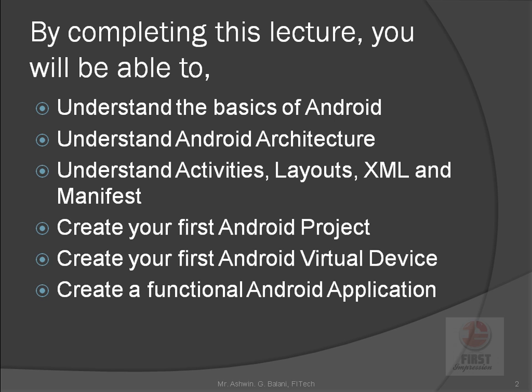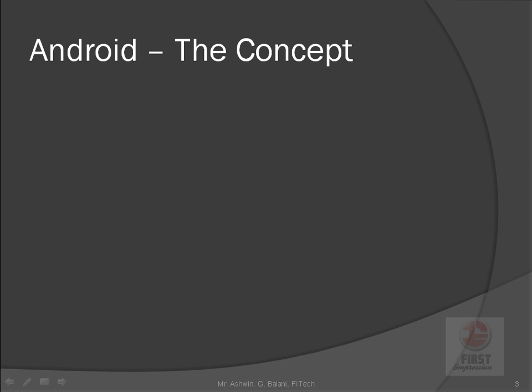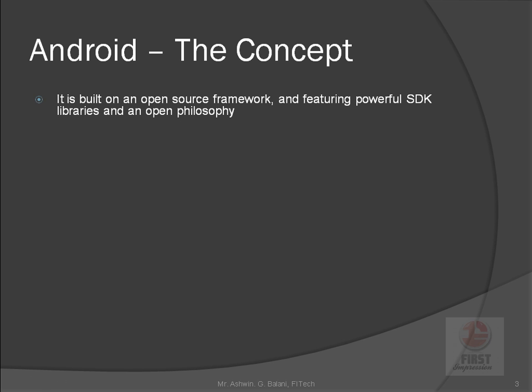So let's start with that. We'll first understand the concept of Android. Android is built on an open source framework, which indicates that the framework of Android which you have is open source. That means all the libraries, all the codes are open source to you. You can download those codes, modify those codes, and then upload those codes online so that the community gets bigger and bigger. The source codes of Android can be downloaded from a website called github.com.